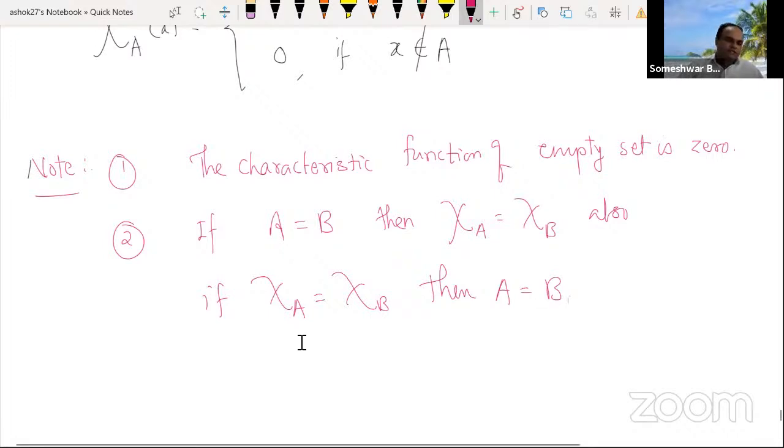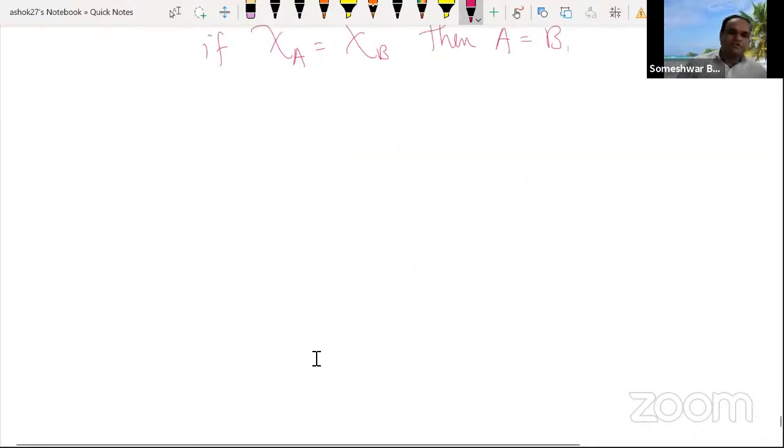So next we will see different properties of this characteristic function. So the next topic is the properties of the characteristic function.